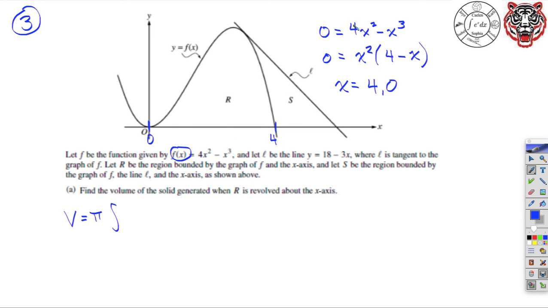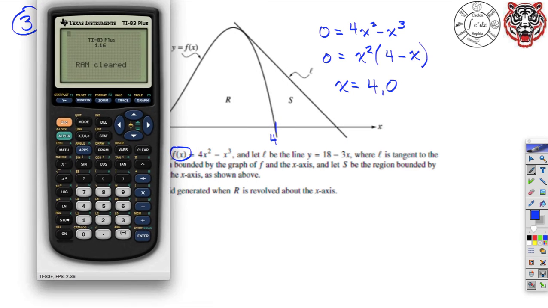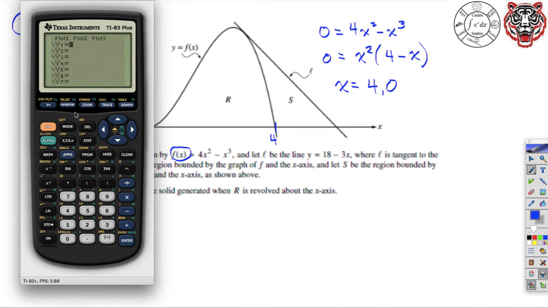Let's say you didn't want to do this, or maybe you had an equation that was really unruly and I didn't know where it intersected the x-axis. On our calculators, there is a way to do it. So if we graph this function, 4x squared minus x cubed, set between 0 and, let's say we didn't know where it intersected, so we just said 5. We hit zoom 0.